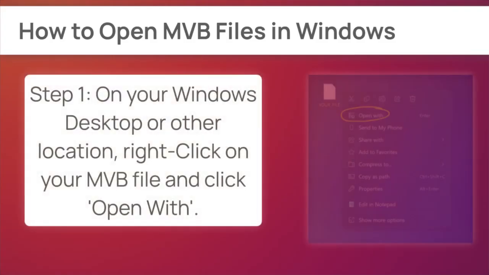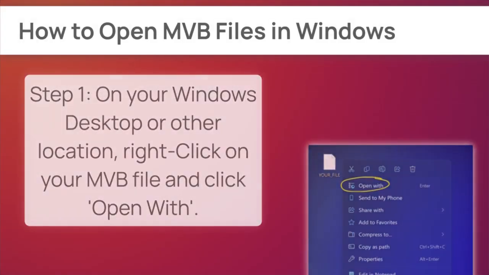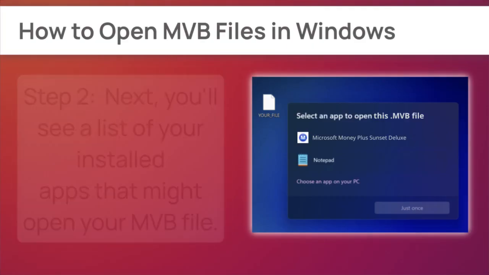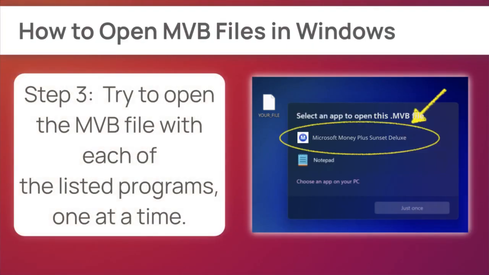To open this specific MVB file, right-click your file and select Open With. If Microsoft Money Plus Sunset Deluxe is available, use that first. If it's missing, choose another program. Don't worry if it takes a few tries.